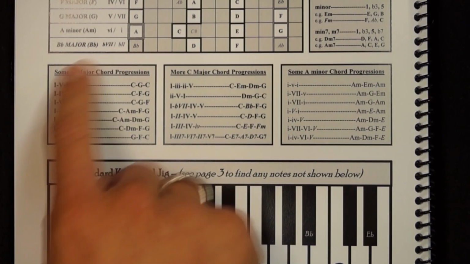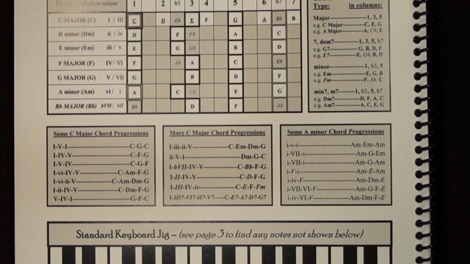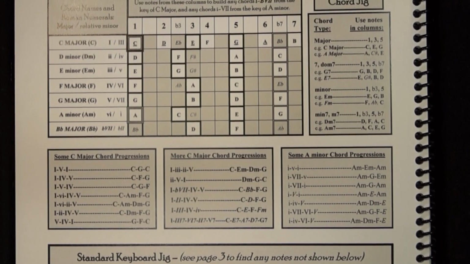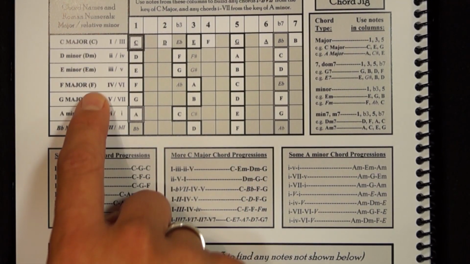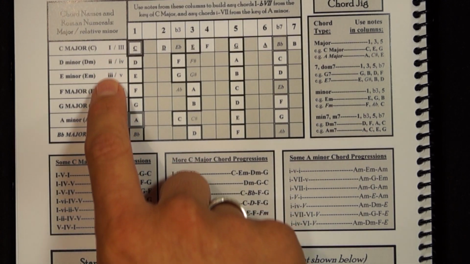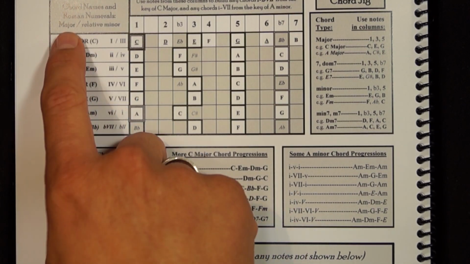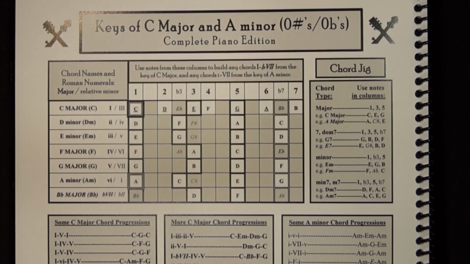But today what we're going to focus on is this box here, which is some C major chord progressions. So these chord progressions are just taking these 6 chords and arranging them in some different orders to get some different sounds. And we're going to be looking at the Roman numerals for these chords, and you'll see that those Roman numerals correspond with these guys in bold. And the bold Roman numerals are my major scale Roman numerals.